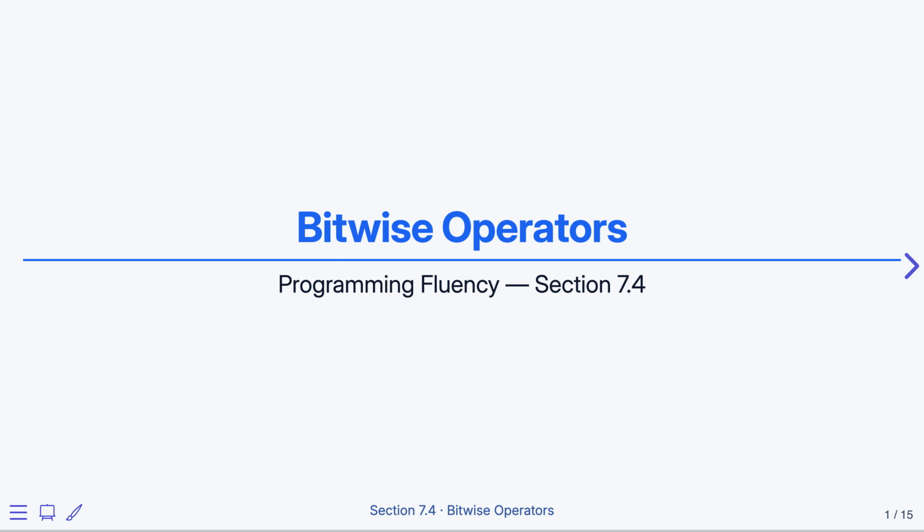This is section 7.4, Bitwise Operators. Every integer you have used is really a row of zeros and ones. Sometimes you need to reach in and flip the individual bits. In this video, you will learn the 6 bitwise operators and use them to pack many yes or no flags into a single number. Let's get started.